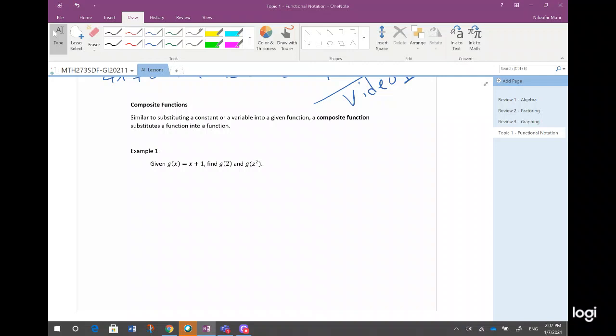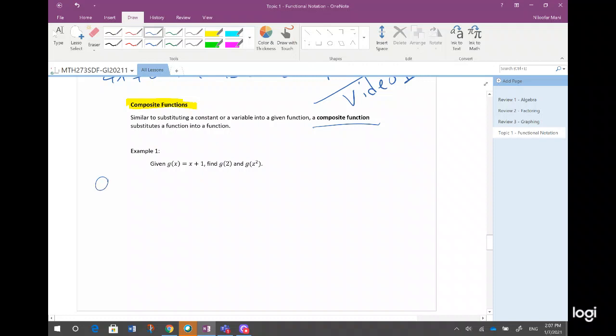Composite functions. I talked about addition of functions, subtraction of functions, multiplication of functions, and we did questions on those. Another operation we can have on functions is the composite function. When you substitute, instead of a number for x, another function. Okay, so I'll start with an example here.